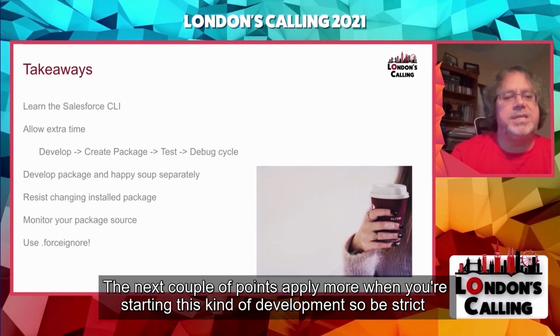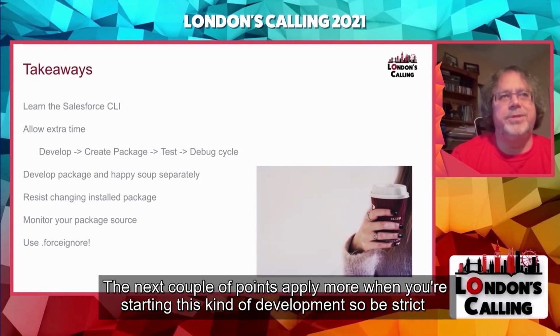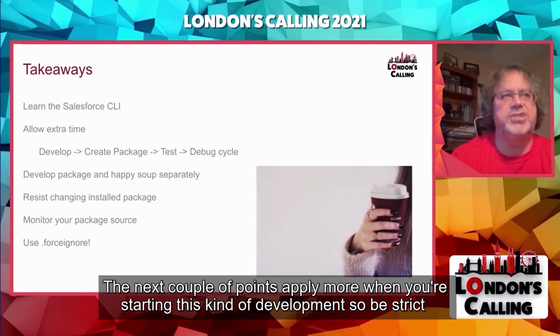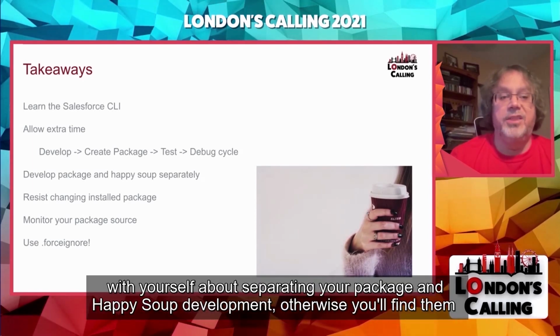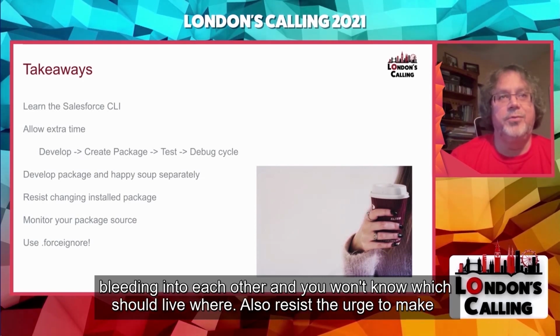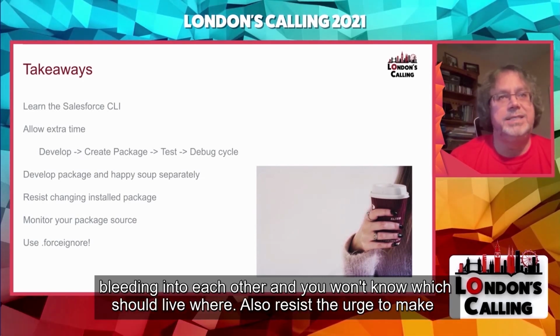The next couple of points apply more when you are starting this kind of development. So be strict with yourself about separating your package and happy soup development. Otherwise, you'll find them bleeding into each other and you won't know which should live where.